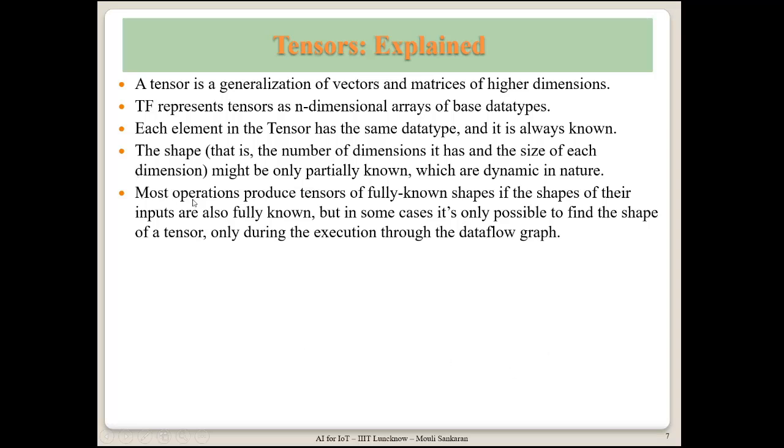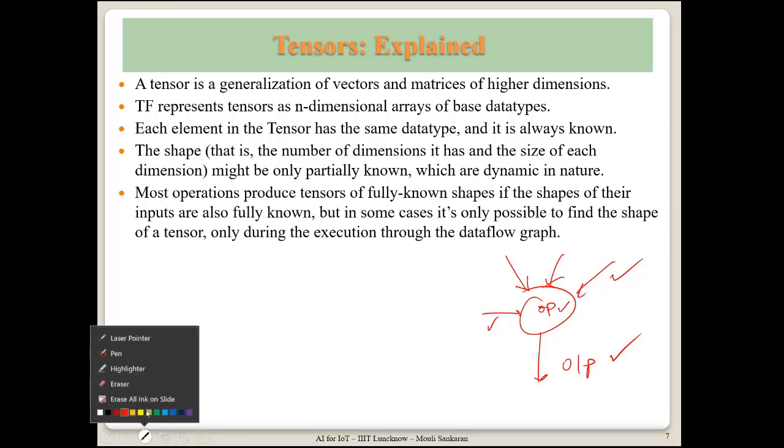Most operations produce tensors of fully known shapes if the shapes of their inputs are also fully known. What I mean by that is, if I have a node, I expect some output and I do some mathematical operation here. If I know the sizes of the dimensions of the inputs, and of course the operation is known, then the output dimensions can be predicted. But when you have partially known dimensions, then the output cannot be fully predicted. That will also be partially known.